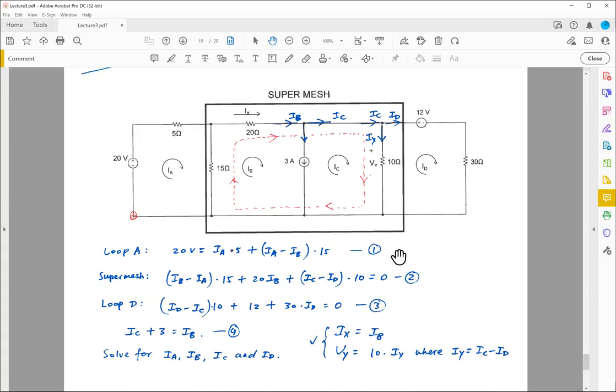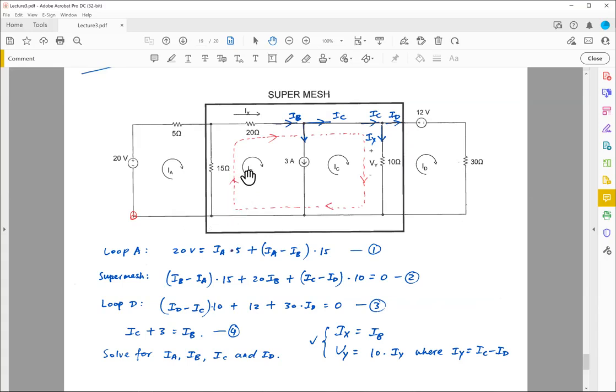Now I can go to loop IB. But we know that if we go to loop IB, so let's just, for the fun of it, try this one out.